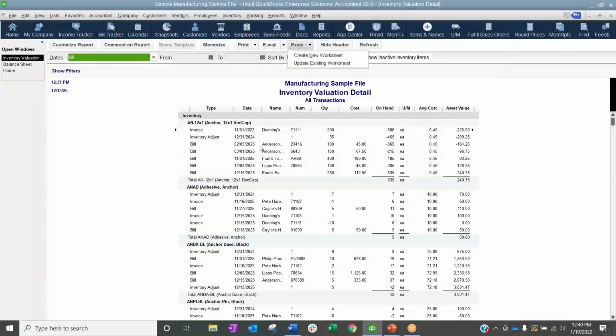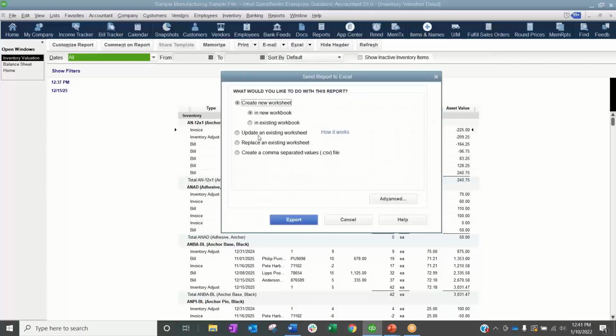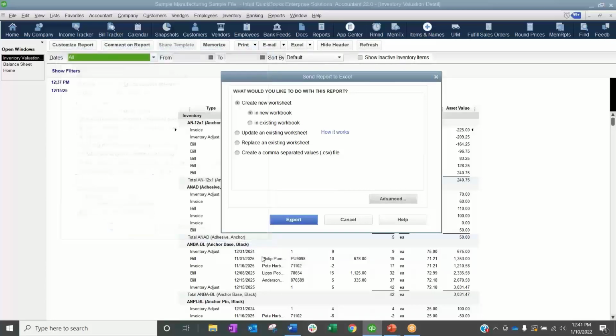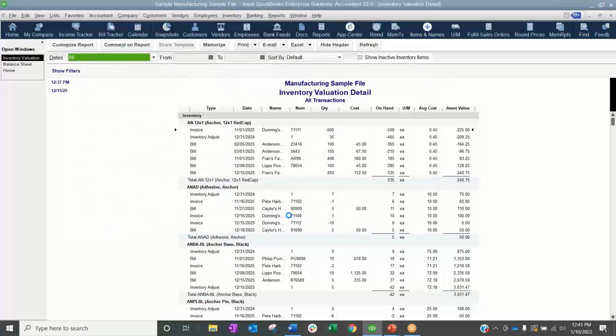On here, export to Excel, because I don't have my report set up. So this is great. So create a new worksheet under advanced. I want to take away my space between columns because that's super annoying. Don't give me the guide, and the rest of it should be okay. Okay. Why it wasn't letting me do these things.